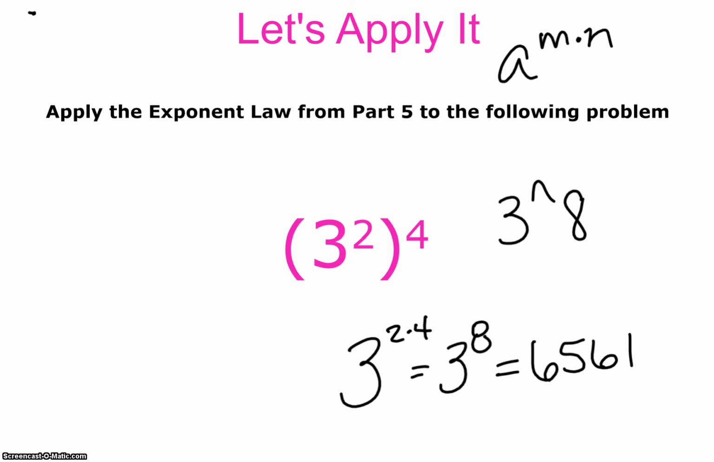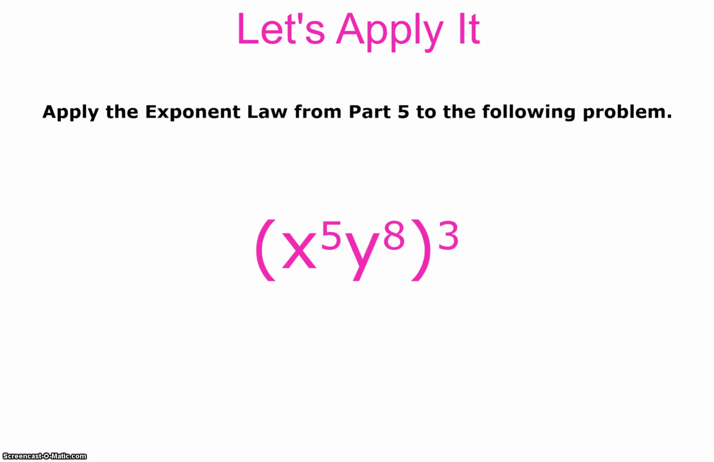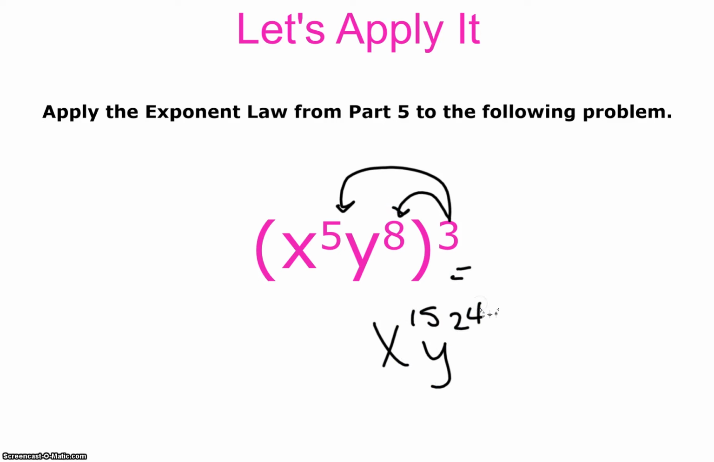Next example, x to the 5th power, y to the 8th power, and there's 3 sets of them, and we know it's a product, so 3 gets distributed to both. So our answer is x to the 15th power, y to the 24th power. And because there are variables, we cannot simplify it anymore, so this is our answer.